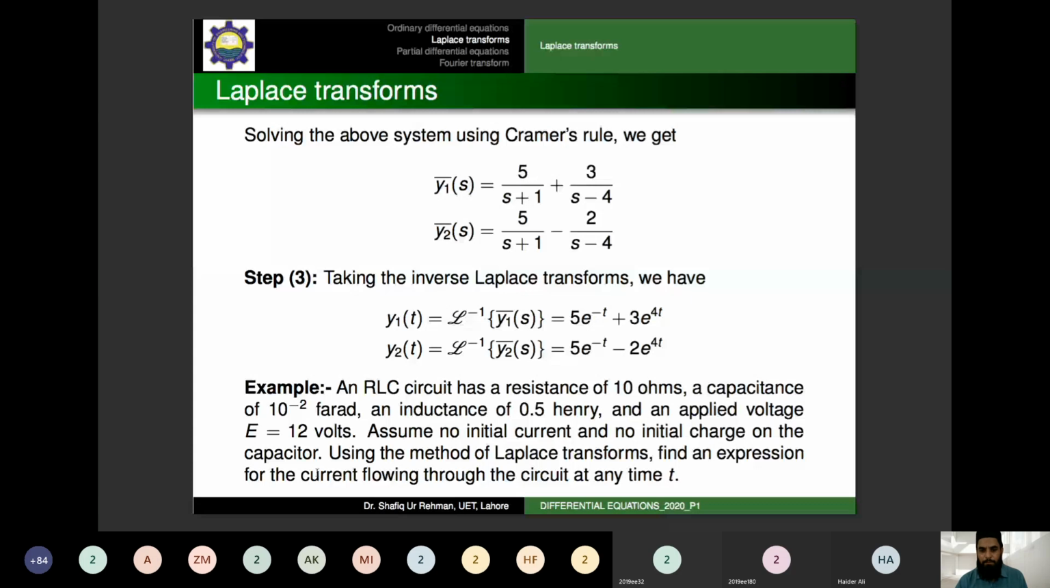You must be well aware of the current and charge. The time rate of change of charge is going to be current. So using the method of Laplace transforms, we need to find an expression for the current flowing through the circuit at any time t, as a function of t. Of course, we have to go into the modeling, and we have gone through that. What will be the mathematical model of an RLC circuit? We know that it will turn out to be a second order differential equation.